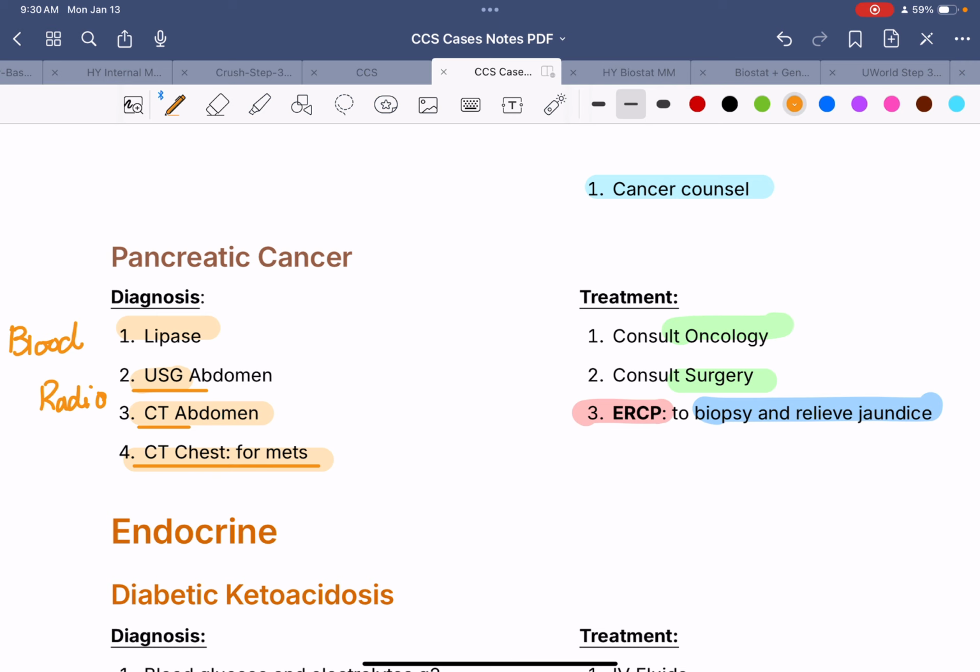Through radiology. So that would include getting an ultrasound of the abdomen, CT of the abdomen, and then CT of the chest for mets. And next, of course, the associated tumor marker that would be in the blood, that is lipase. For the treatment it is the same. Counsel the patient regarding the cancer diagnosis, consult oncology, consult surgery, and then ERCP in order to biopsy and in order to relieve the jaundice if the patient is actively jaundiced.